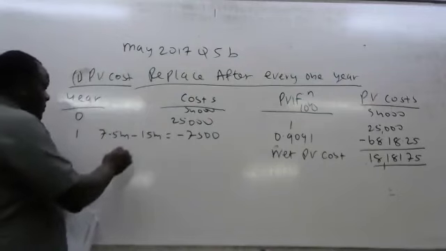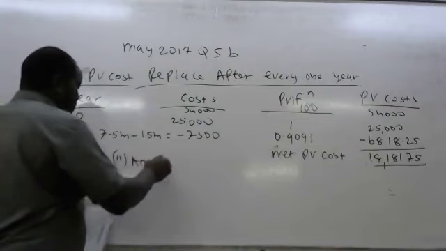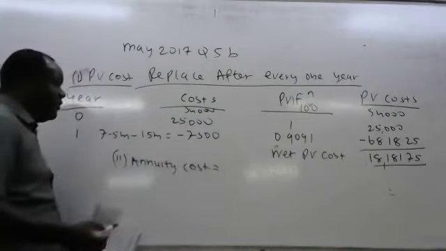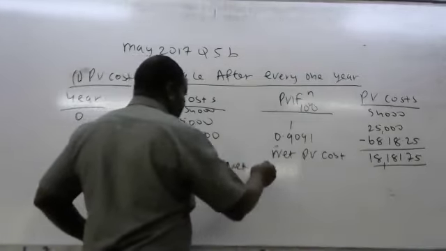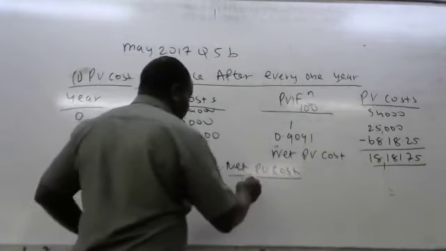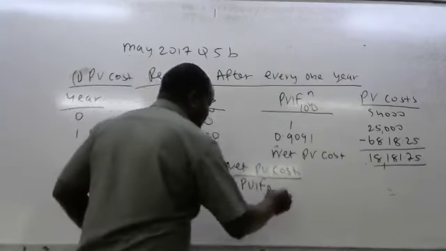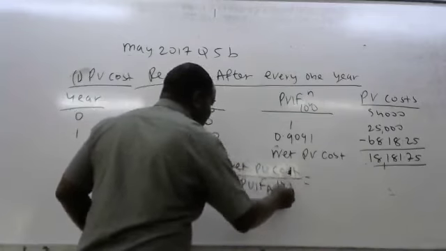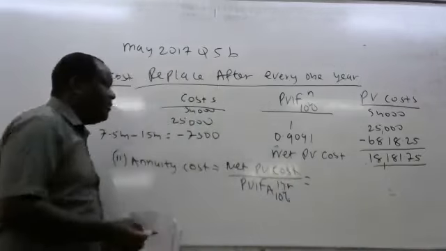Now we have step number two. Step two, we get the annuity cost. To get that annuity cost, we simply take the net present value cost, then divide by the present value interest factor for the annuity. It is 10% in year one because we are replacing it after every 1 year.